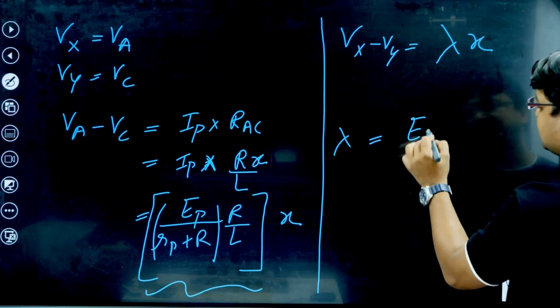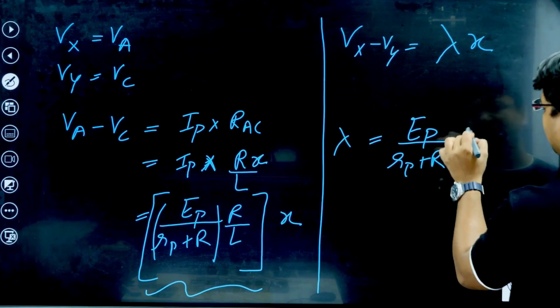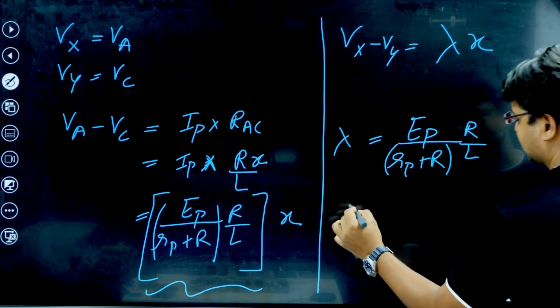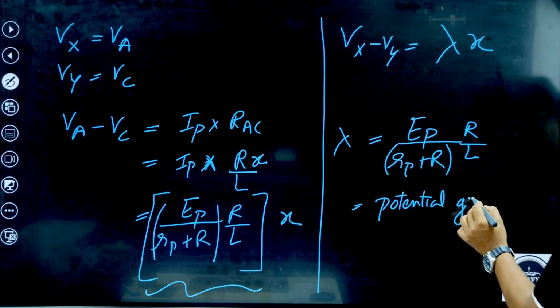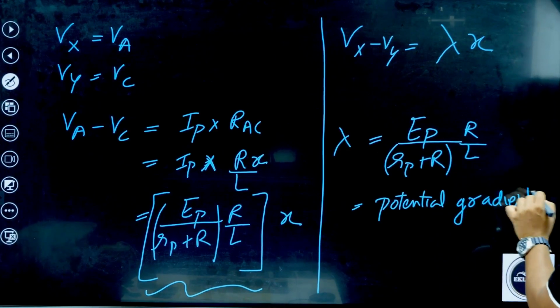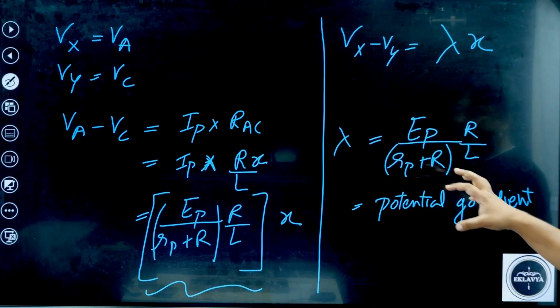We can write it as EP upon RP plus R, into R by L, and this is called the potential gradient. I'm pretty sure you have heard the word gradient earlier also. If not, I'll explain it in a short while. But this is called the potential gradient.